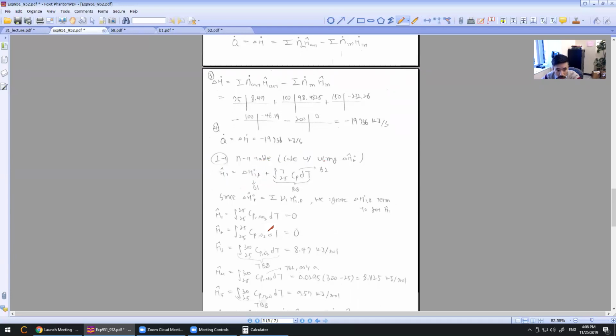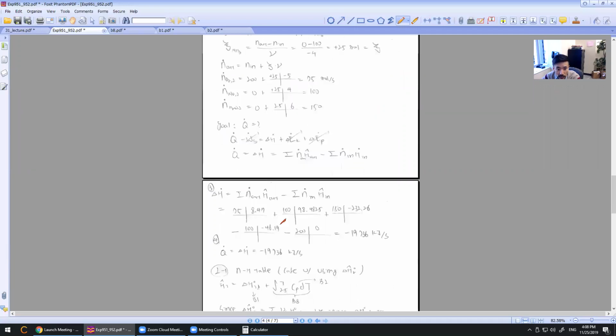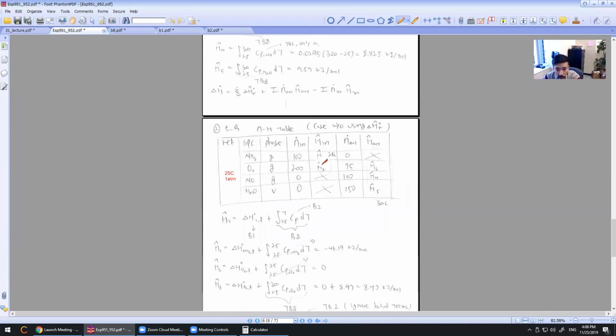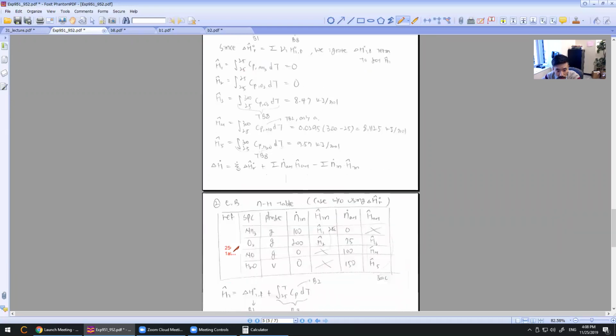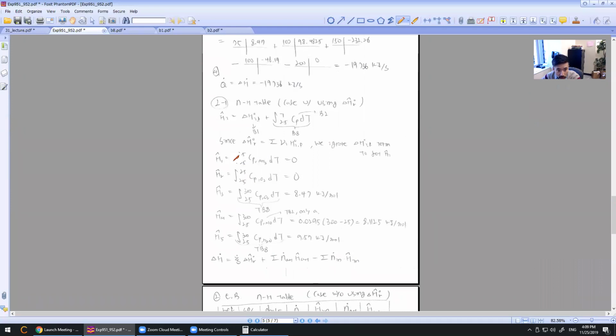So let's do that. H1, right? H1 was this one, so that is going to be 25 to 25C, so that's going to be 0. And H2 is oxygen, right? That is 25 to 25. That is going to be 0. You see, we don't worry about the heat of formation number here, because we are going to use a heat of reaction.